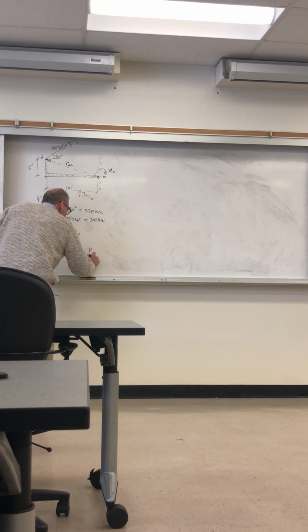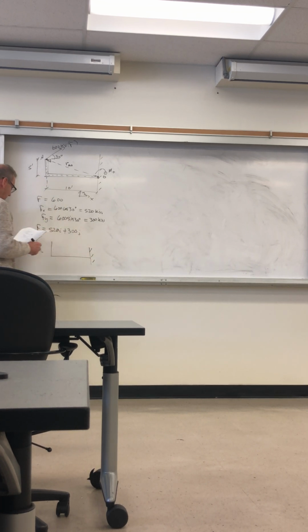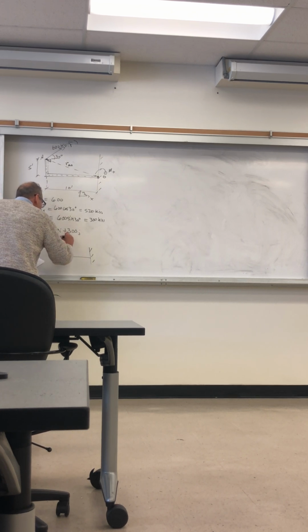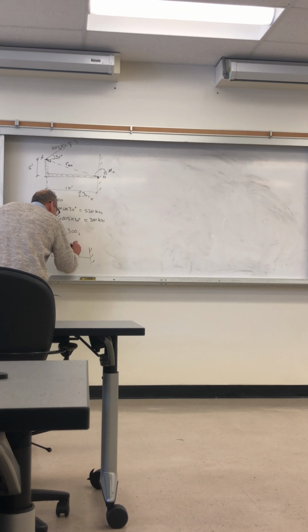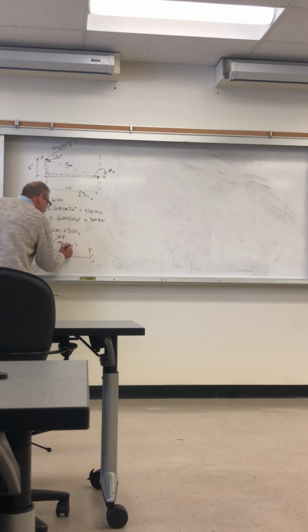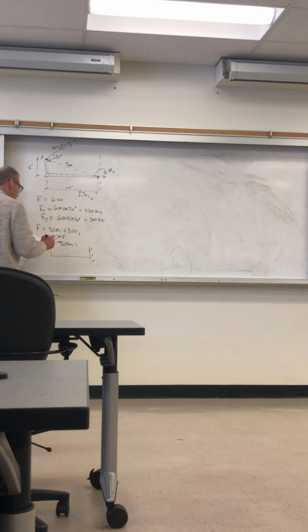Here's our structure again, more like a free body diagram. There's F, and then this is F of X and F of Y, which is 520 I and 300 J.